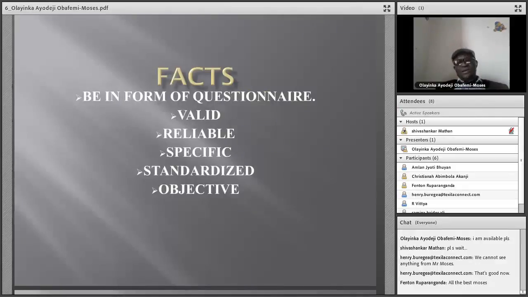In carrying out psychological tests or assessments, there are some facts that must be established. Number one, they must come in form of questionnaires. And these questionnaires must be valid before they can be taken serious. They must be reliable. They must be specific, that is, they must go straight to the point and hit the targets. They must be standardized. They must fall within the scope of world research standards, and they must be objective.